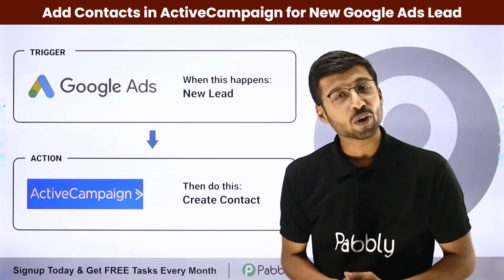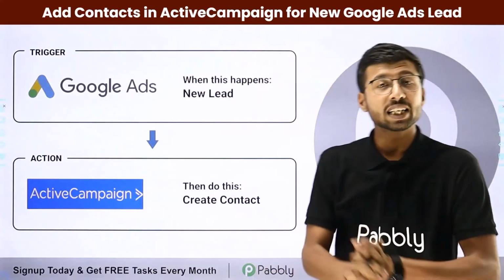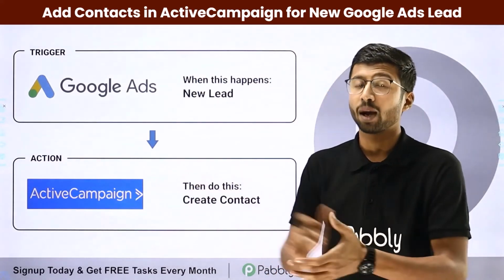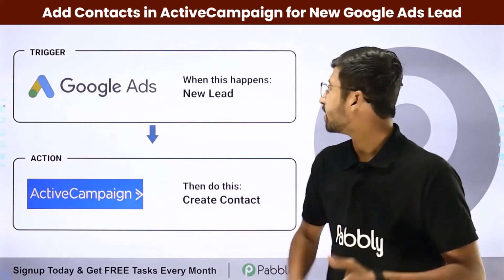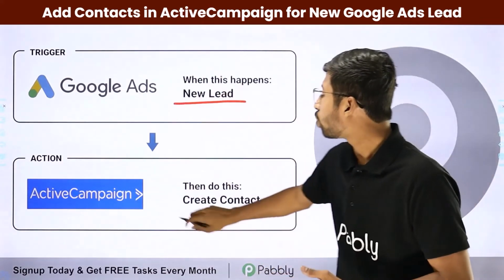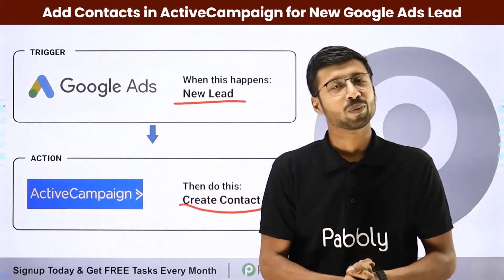In this video, we will learn how to add contacts in ActiveCampaign for new Google Ad leads. Now suppose, guys, to market or promote your business, you are running some Google Ad campaigns and you want all the new leads which you generate on your Google Ads campaign to be added as a new contact in ActiveCampaign. So let me tell you, you can completely automate this process.